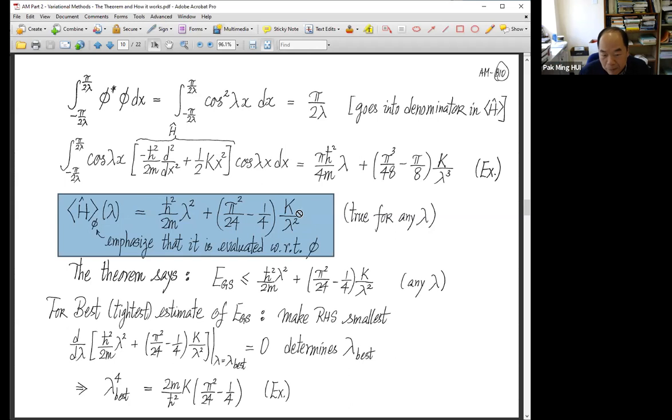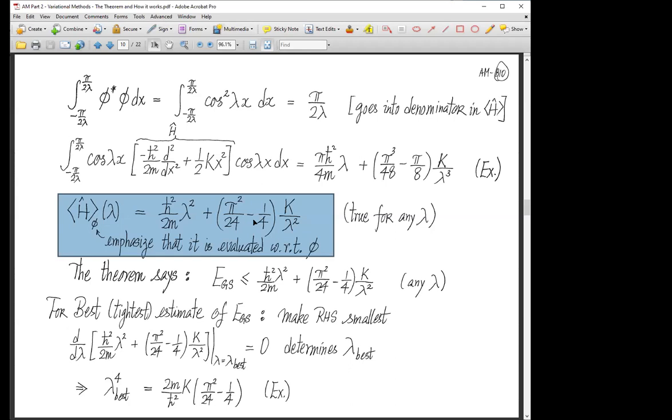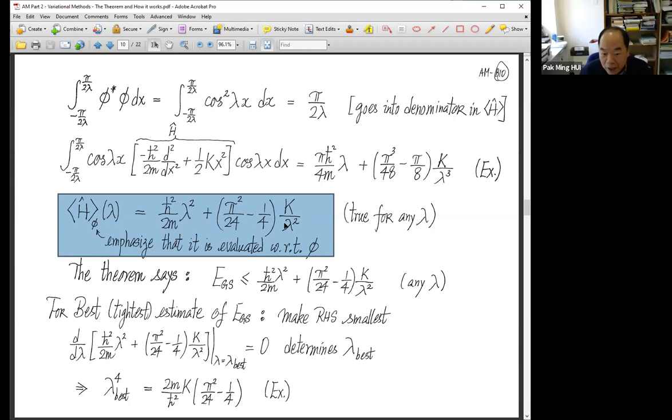The second term comes from the potential energy part of this integral. It goes like 1 over lambda square. It says, bigger lambda, this part will be smaller. Bigger lambda means narrower cosine. Of course, it lives near the bottom of the well, where u is small. However, it is not the total energy. It's only part of the total energy.